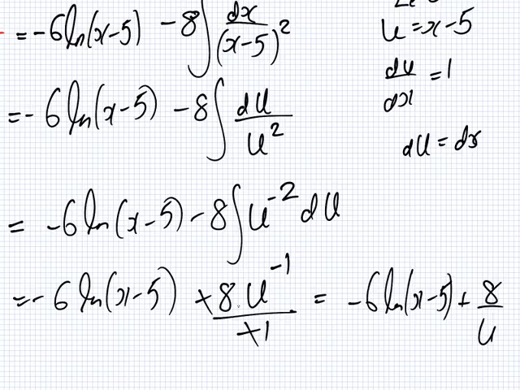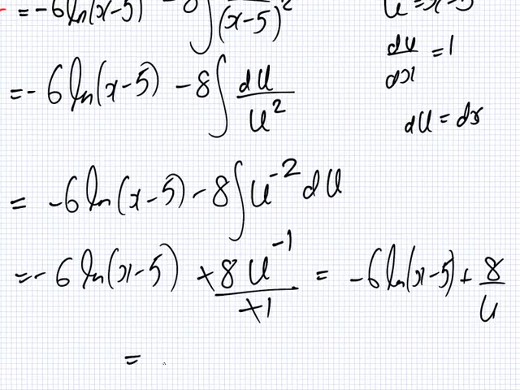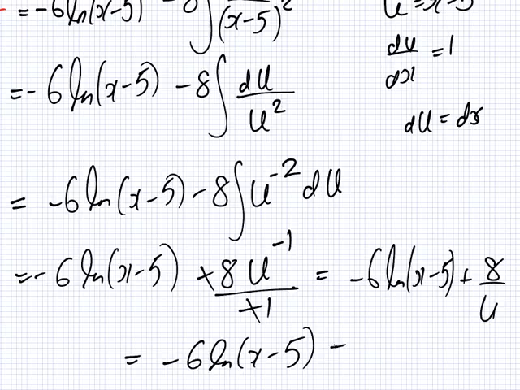And then finally, what did I say the u was? So this is my final answer. x minus 5. Yeah. Plus 8 over x minus 5 plus c.